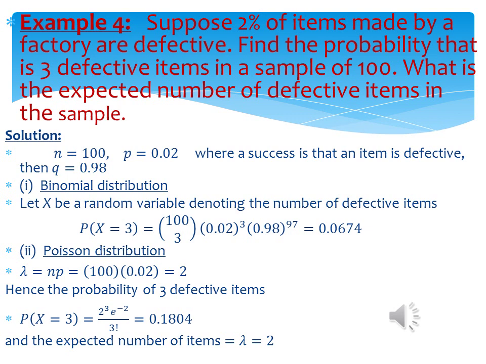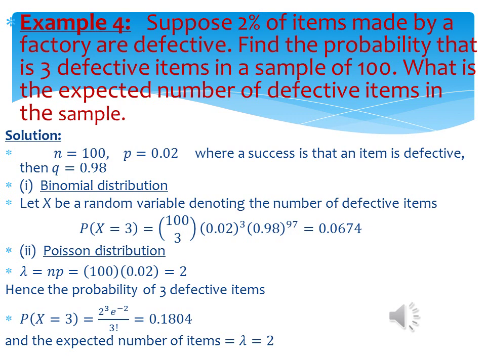Solution. What do we have here? n equals 100. What's p here? The probability is equal to 2%, which is 0.02, the probability of success, that an item is defective. What's q? q is equal to 1 minus p. So 1 minus 0.02 equals 0.98.